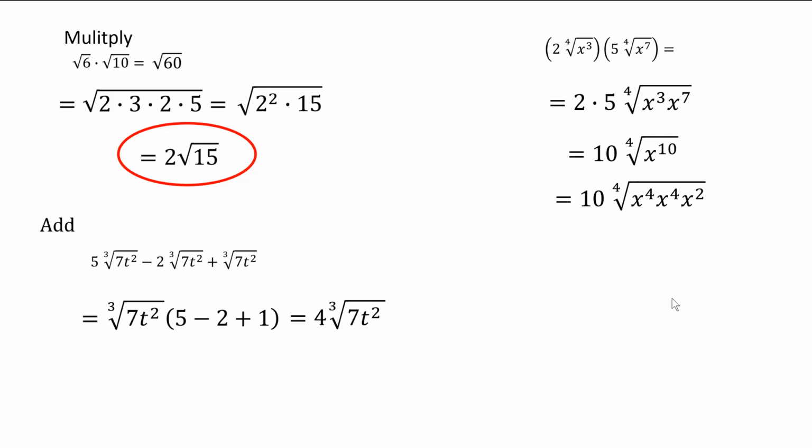The other x to the 4th can come out. The x squared has to stay in. So the 4th root of x to the 4th is x, and the 4th root of x to the 4th is x. And so you would have 10 times x times the 4th root of x squared, and that would just be 10x squared, 4th root of x squared.